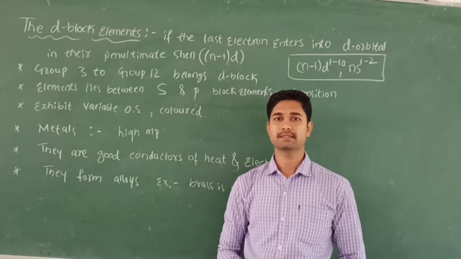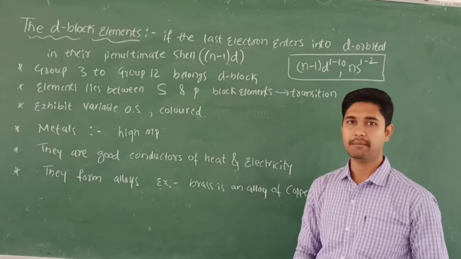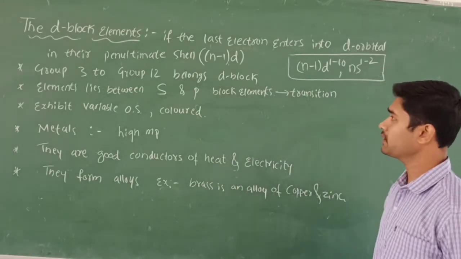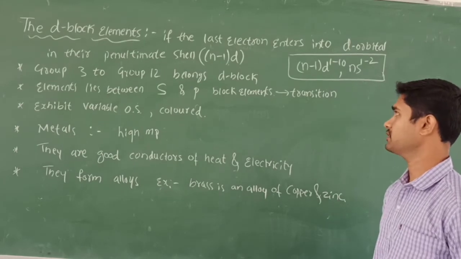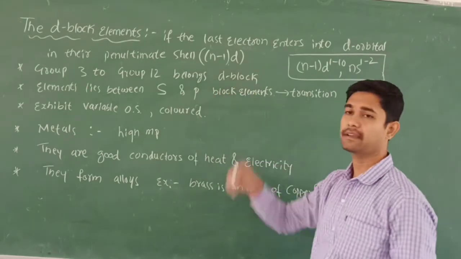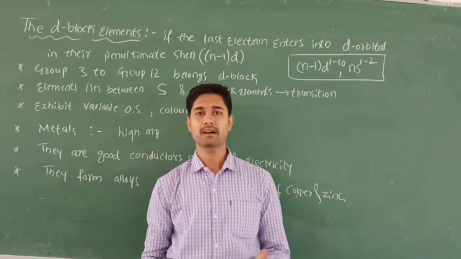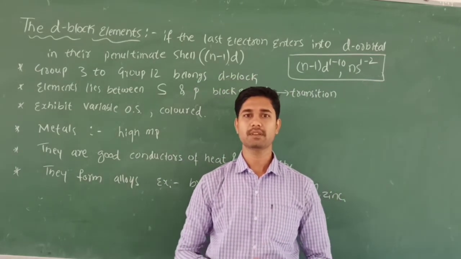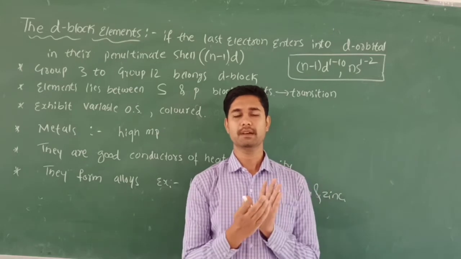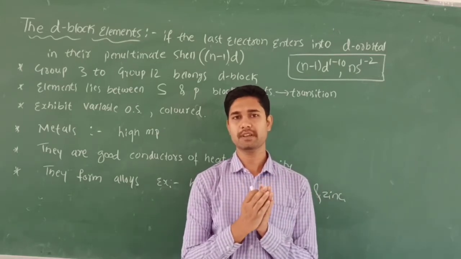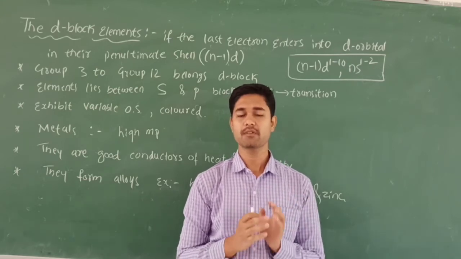Next, let us discuss the d block elements. If the last electron enters into the d orbital in the penultimate shell, that is the n-1 d orbital. So what do we mean by this penultimate shell? Let us discuss here. In an atom, you know the outermost shell will be there. The nucleus will be there and shells will be there. The shell nearest to the nucleus holds the inner electrons.